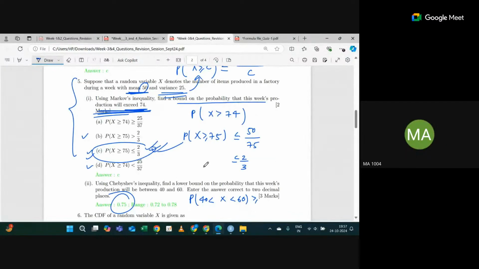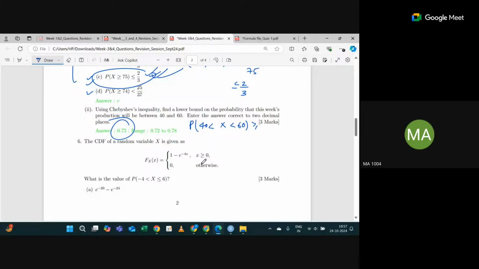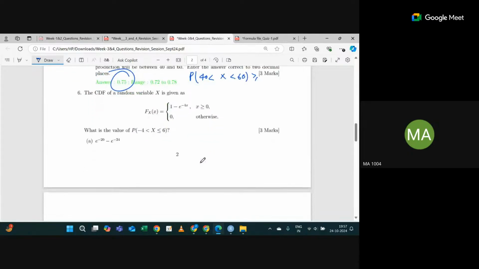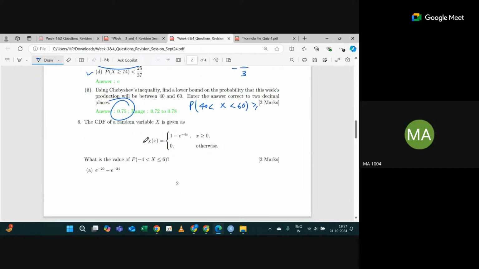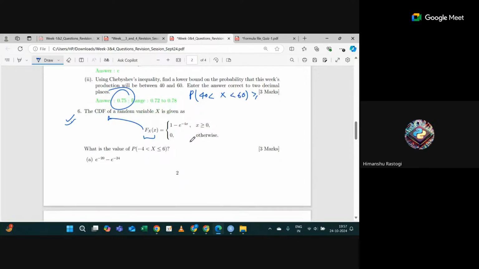Anyway, we have covered all the concepts. Let me show you the property which we have seen here. For week 4, what kind of question can you see? Suppose there was one 3 marks question. Suppose FX(x), where capital F denotes the CDF, is given as 1 minus e raised to minus 4x. First of all, is this a continuous CDF, yes or no? Yes, sir.